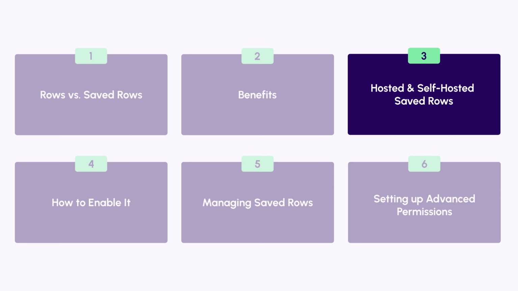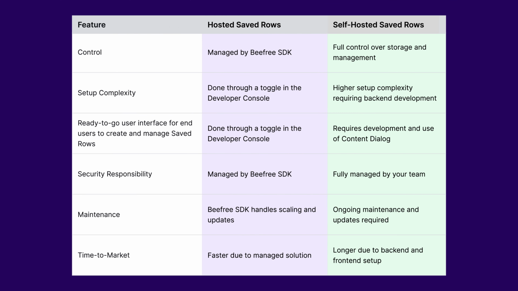For teams looking to implement saved rows, we offer two flexible options based on your needs. These options are hosted saved rows and self-hosted saved rows. Let's quickly break down the differences to show you how hosted and self-hosted saved rows are configured and managed. Hosted saved rows are ideal for teams looking for a quick, hassle-free setup. Everything is managed by Beefree SDK, so you can activate it with a toggle in the developer console. This option provides centralized storage, security, and reliability, along with an easy-to-use interface to save and reuse rows within your app. Perfect if you don't want to manage back-end systems and you just want to bring the power of reusable content to your users fast.